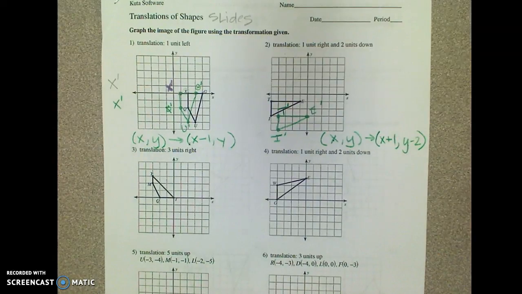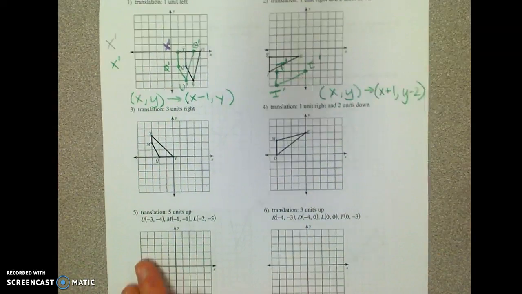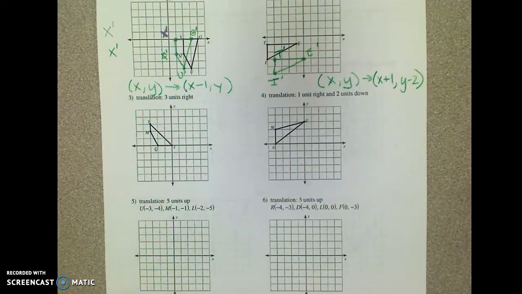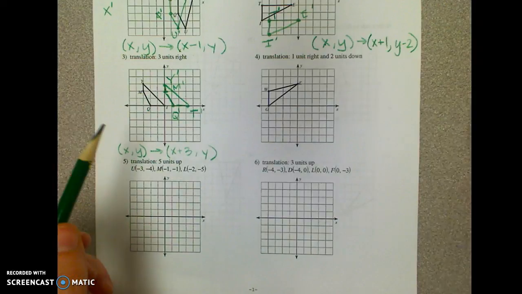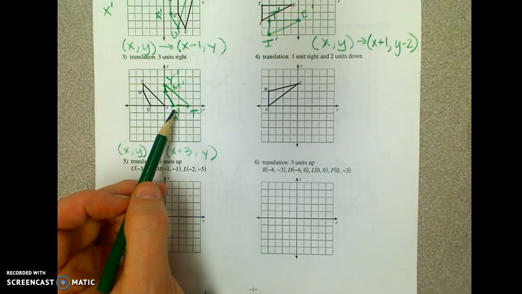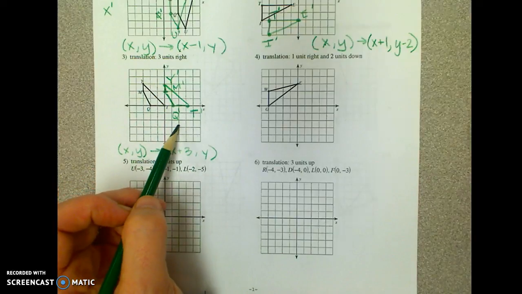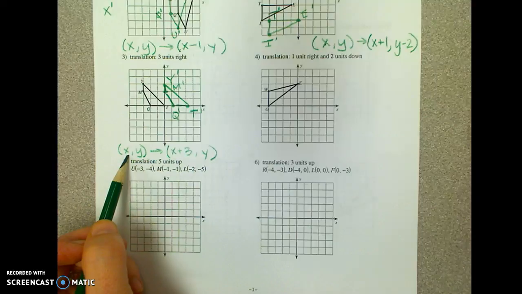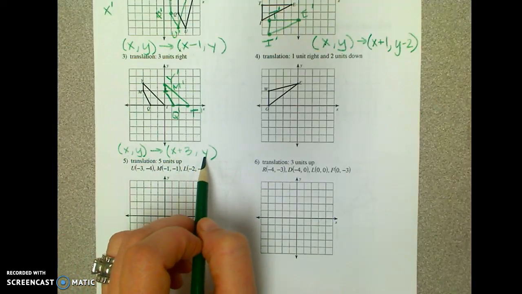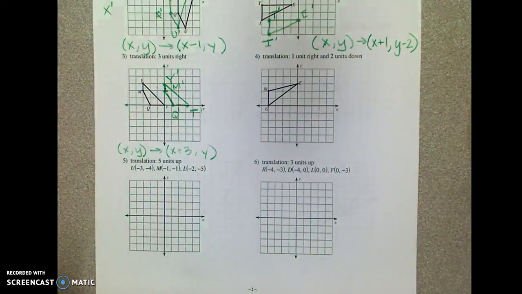All right, you go ahead and try 3 and 4 on your own, and then when you're ready, start the video back up, and we'll go over the answers. Okay, here is the answer for 3. I moved each point 3 spaces to the right. I renamed all of my points, and then I wrote my rule. I started with x, y, I added 3 to x, and y stayed the same. Okay, go ahead and try number 4.